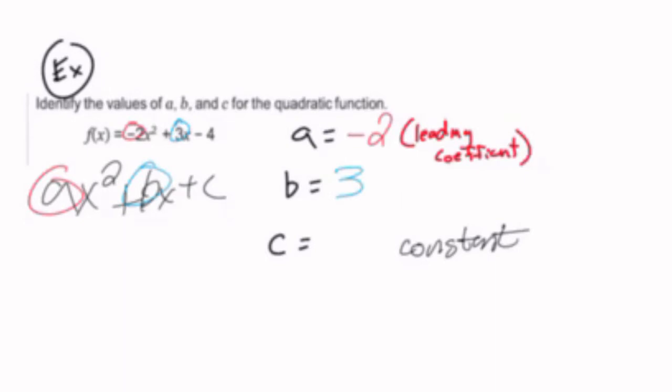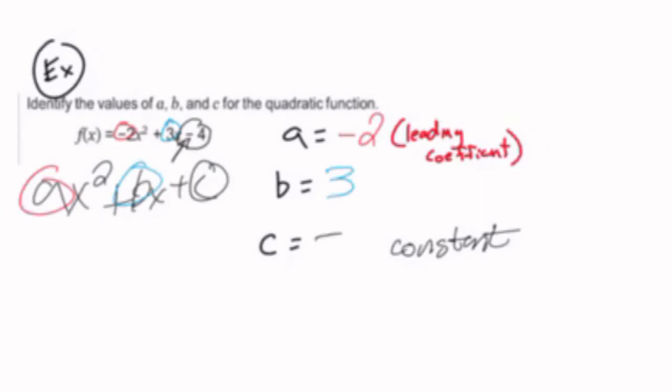You see the plus sign in front of the 3. And c is the last term, which is called a constant when a number is without a variable. And as you can see, it's 4. But look at the minus sign. The minus sign, when it says -4, tells you that c is actually -4.